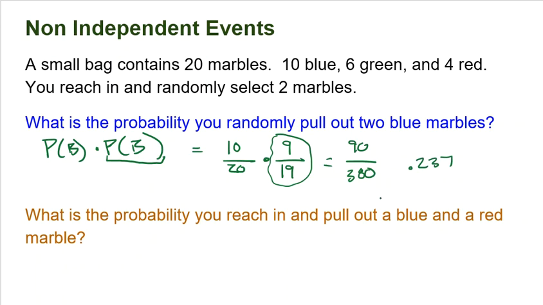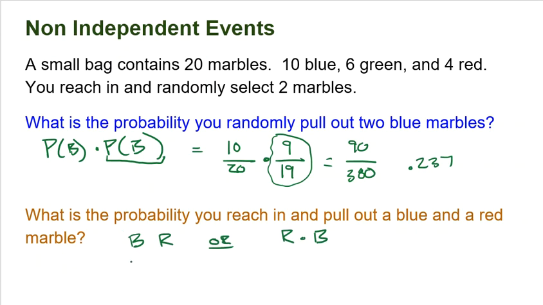Easy. Okay, next question. What is the probability you reach in and pull out a blue and a red marble? Okay, so this is where we really have to think. I want to find a blue and a red. So I'm going to reach in, pull out a marble, reach in, pull out a marble, and at the end, I want 1 blue and I want 1 red. Well, this is where we really have to open our minds to understand what's happening here. Because there's 2 possibilities. I could get the blue first, then the red, or I could get the red first and then the blue. So let's walk through it.